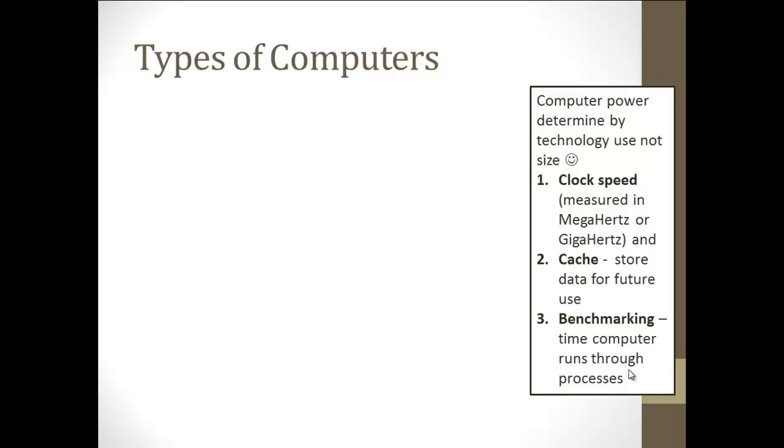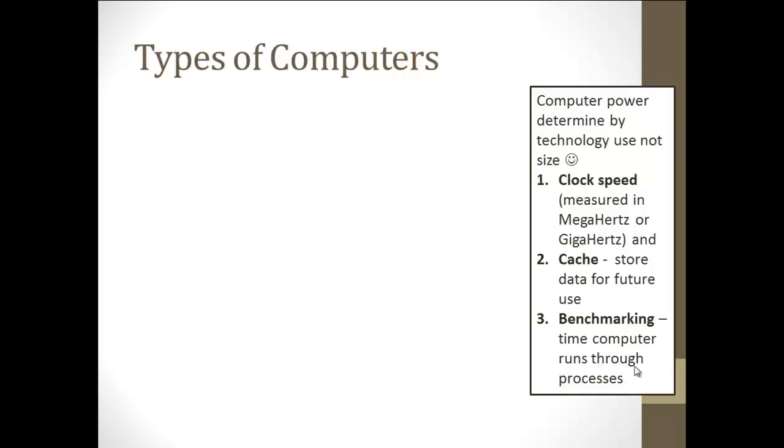Then they start measuring the performance in cache, which is a storage space for data that can be used in the future. Now, to determine whether the computer runs or how quickly the computer runs through all its processes, this is called benchmarking, and it's also used to determine how the computer performs.